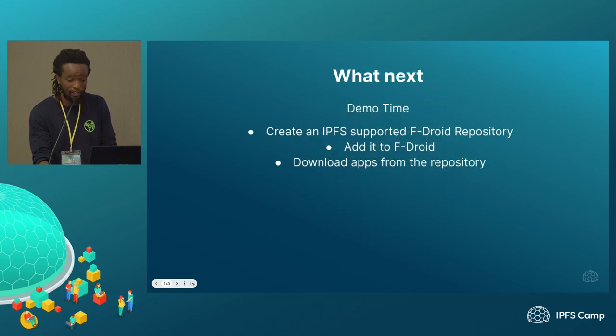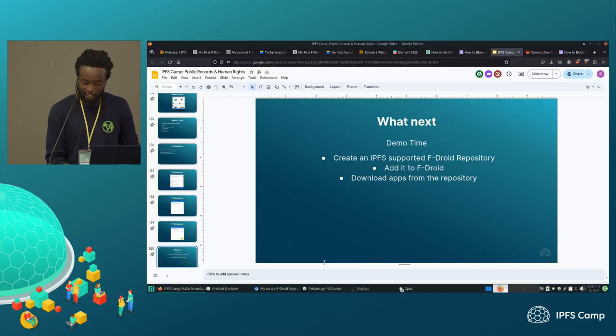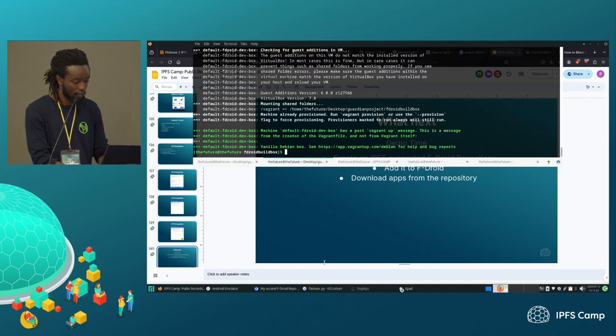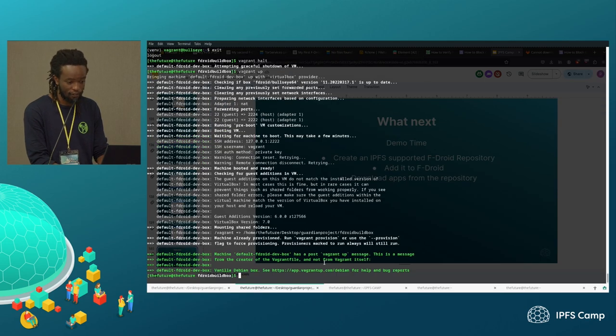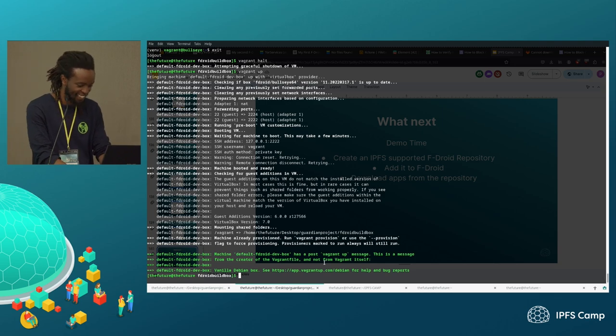Now we'll go to the demo, whereby we'll be making an IPFS supported repository for F-Droid. At this point, we'll use command line tools to serve for F-Droid. I'm running this on Vagrant, so I don't know if it's very visible. We'll go step by step. If anything doesn't go right, we hope the demo gods are with us. Okay.